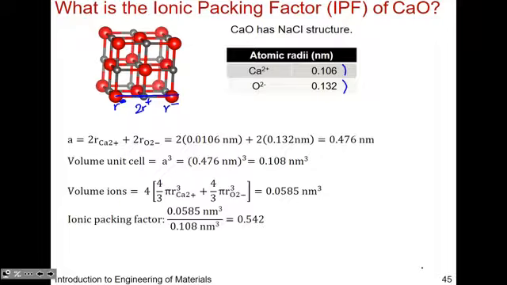Yes? Is the first line supposed to be 0.0106? That is correct. Thank you for catching that typo. Wait, 0.106, 132. This value is definitely correct. So it should actually be 0.1. Is that true? Yeah, so here's my typo, I think. Sorry. Thanks for catching the typo.